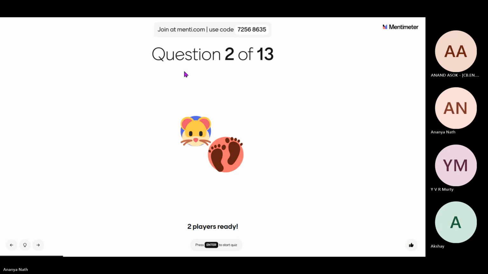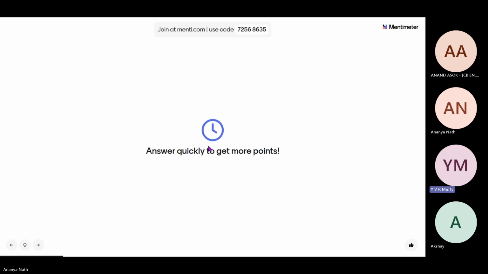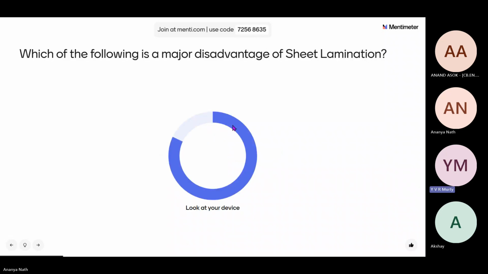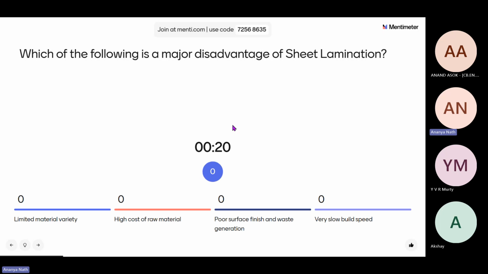Okay. So these are the two contestants I'm having right now. Respond quickly to get more points. Which of the following is a major disadvantage of sheet lamination? Very slow build speed.